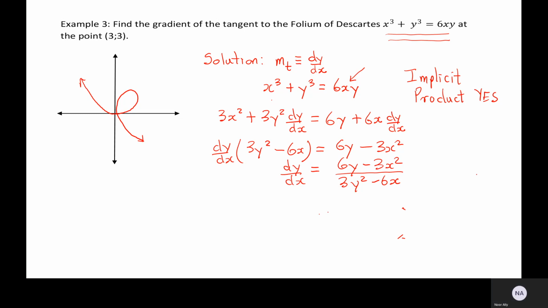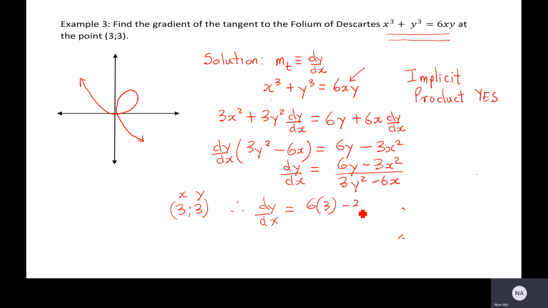However, I need to find the derivative at the point (3, 3). So notice I have the ordered pair. That's my x, that's my y. X is 3, y is 3. Therefore, my derivative will be mere substitution into the answer.